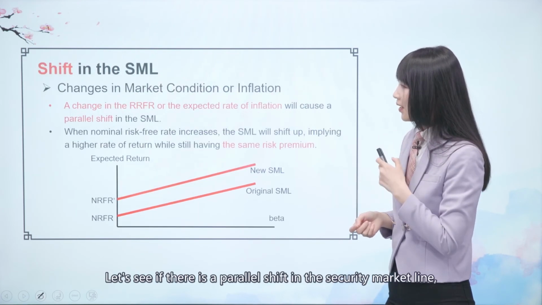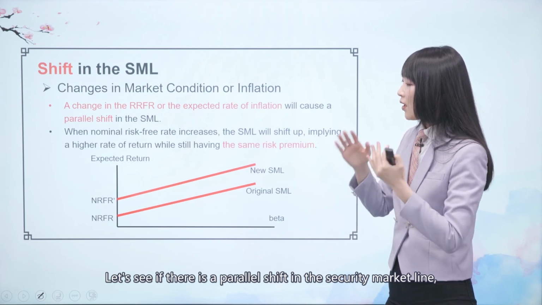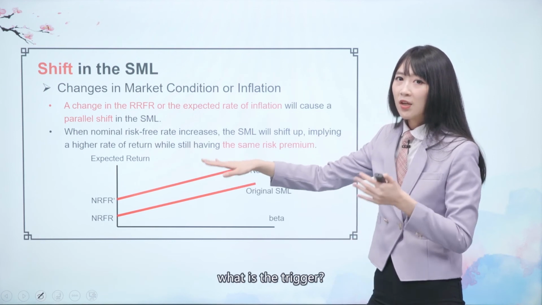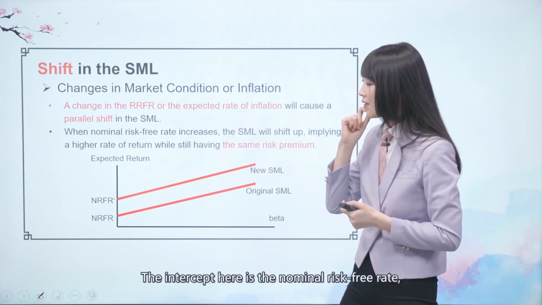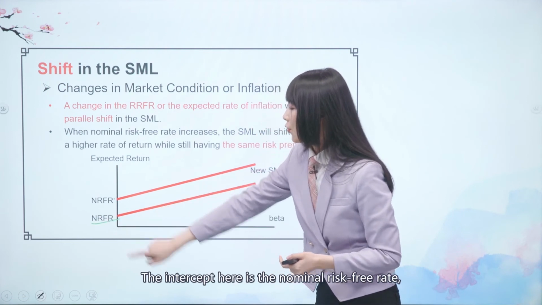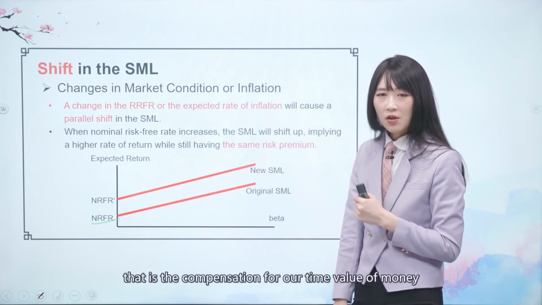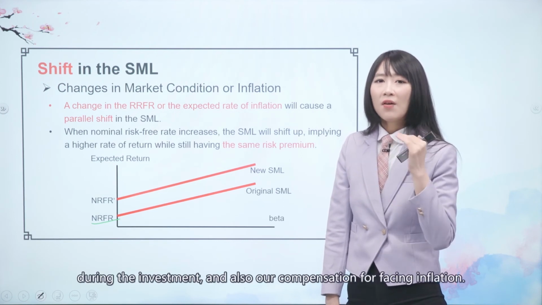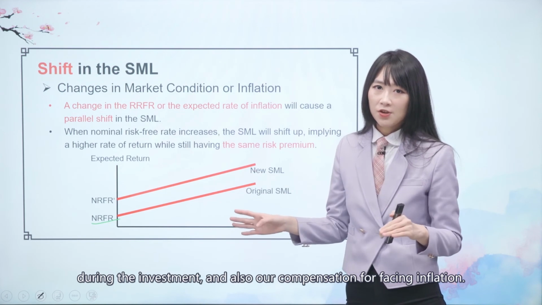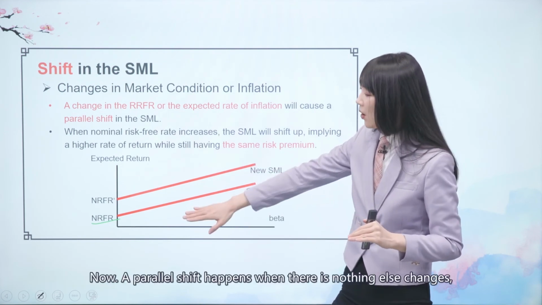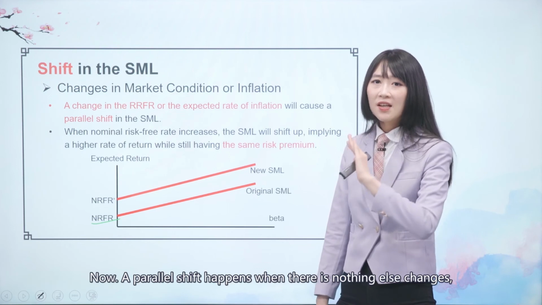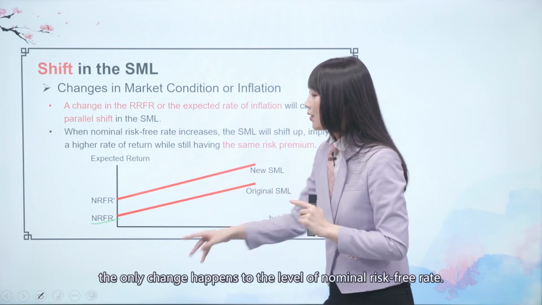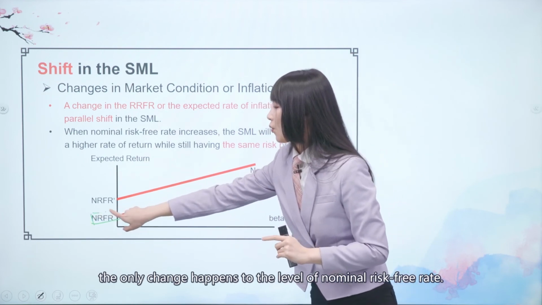And let's see if there is a parallel shift in the security market line. What is the trigger? Now, the intercept here is the nominal risk-free rate. That is the compensation for the time value of money during the investment and also our compensation for facing inflation. Now, a parallel shift happens when nothing else changes. The only change is to the level of the nominal risk-free rate.